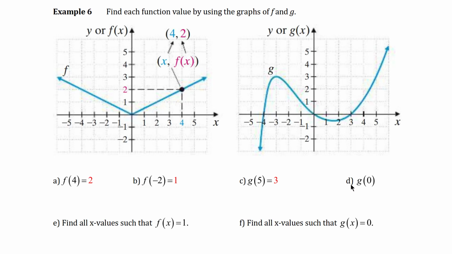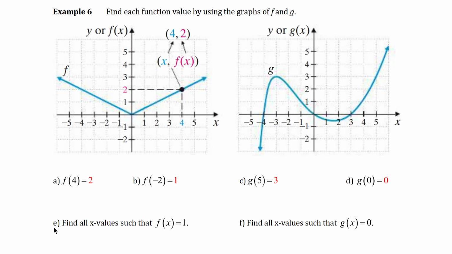Moving on to part D, we need to find g of 0. So on the graph of g, we go to the x value of 0, and at 0, the y value is equal to 0. So g of 0 is equal to 0.